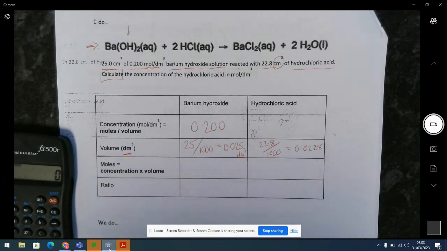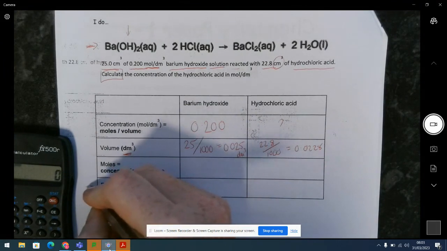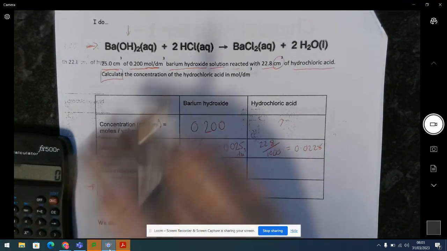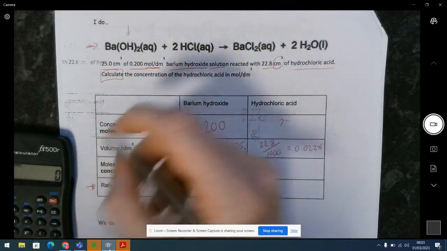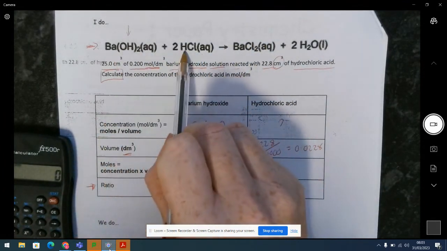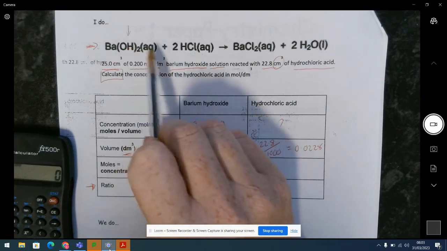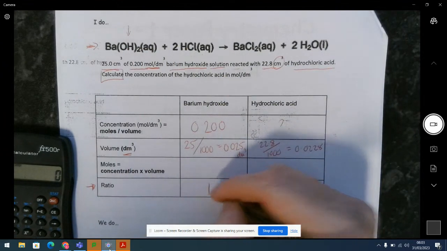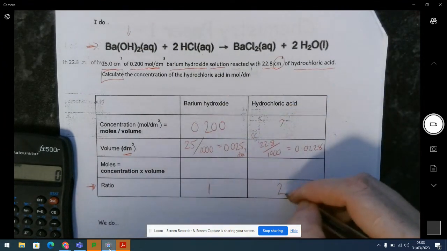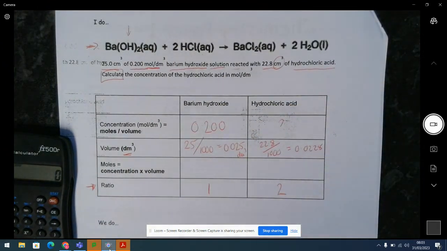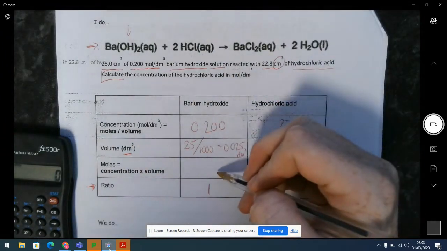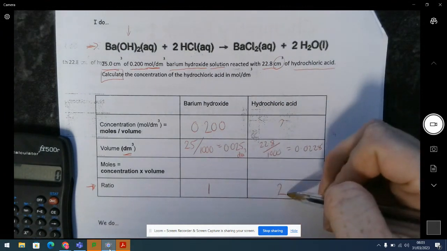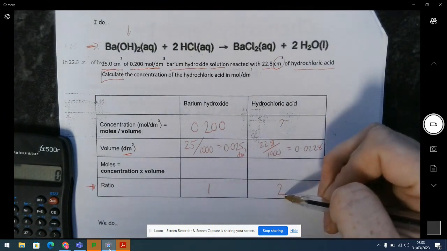There are two things I need to be able to do that. The first thing I need to look at is something called the ratio. I can quite clearly see the ratio of barium hydroxide to hydrochloric acid is a 1 to 2 or 2 to 1 ratio. So I'll put barium hydroxide as a 1 and hydrochloric acid as a 2. So I know that if I work out the moles of barium hydroxide, to get the moles of hydrochloric acid, I would have to double that because the ratio is double.